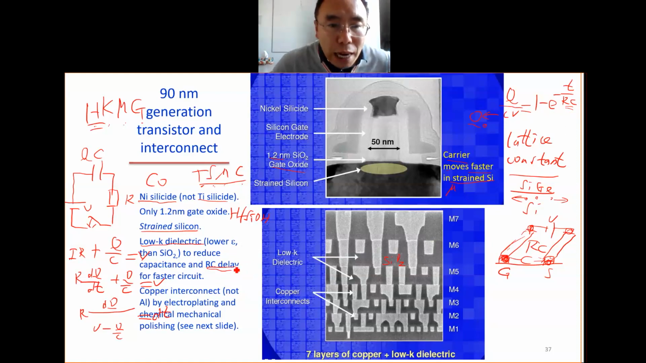To reduce the RC delay, first we reduce the resistance. This can be done by using a metal that is more conducting, for example copper. Copper is more conductive; the conductivity of copper is higher than aluminum. Another thing we should do is to reduce the capacitance. So how do we reduce the capacitance?